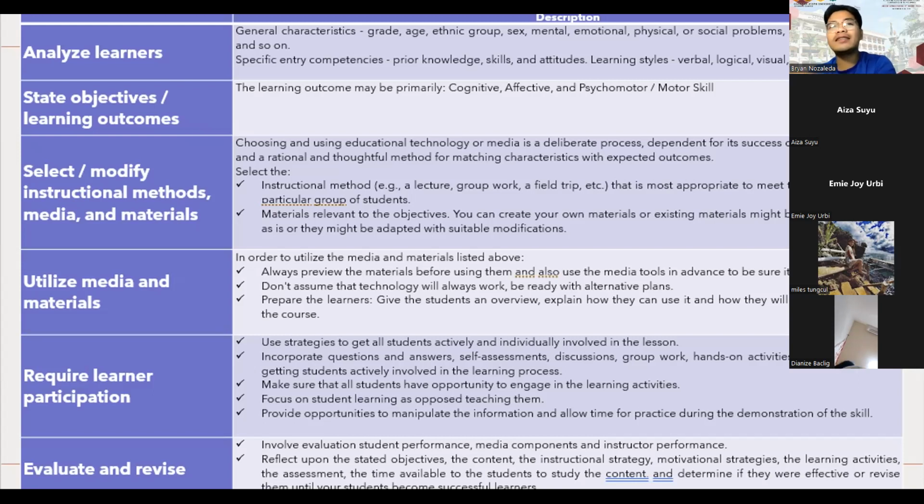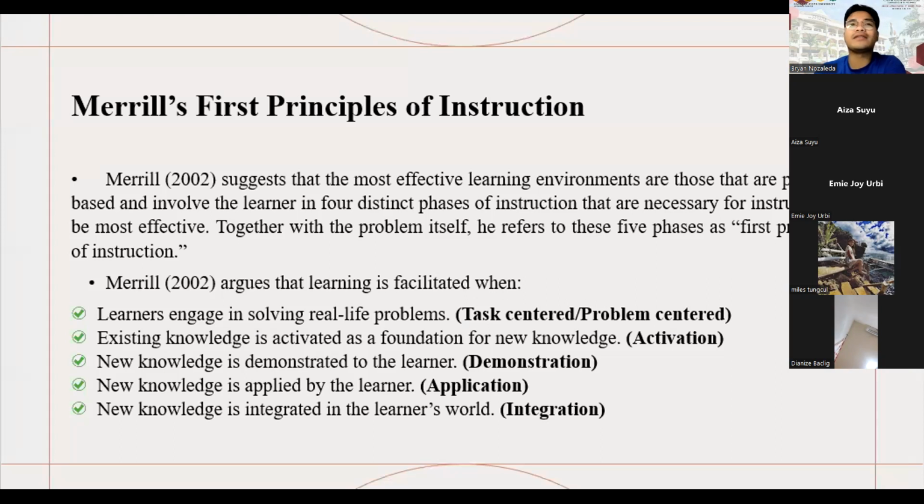Okay? Now, the last instructional design that we will be talking about is the Merrill's first principle of instruction. So Merrill 2002 suggests that the most effective learning environments are those that are problem-based and involve the learner in 4 distinct phases of instruction that are necessary for instruction to be most effective. Together with the problem itself, he refers to these 5 phases as first principles of instruction. Now, kahit first yung pangalan ng principle of instruction niya, 5 yan. Okay, 5. So, hindi lang isa.